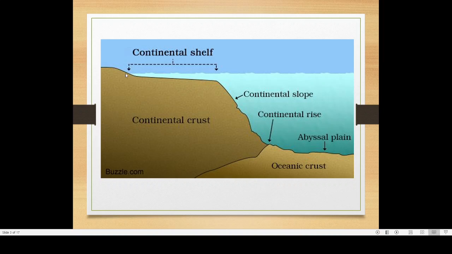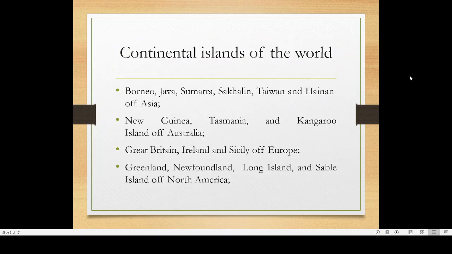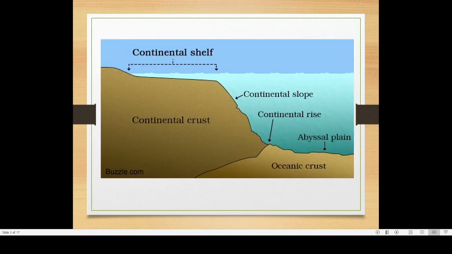Then this area where the depth of the sea is very limited is known by the name continental shelf. The importance of the continental shelf is that continental islands are situated on it. There are 2-3 important points and definitions regarding continental islands.